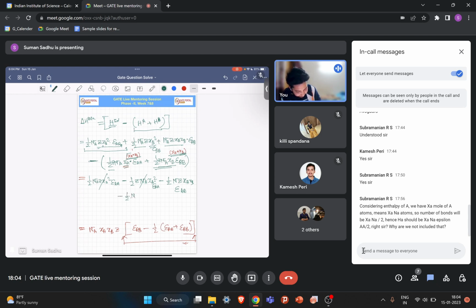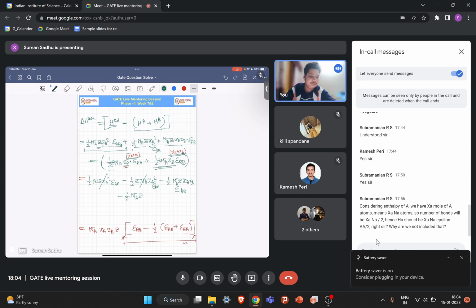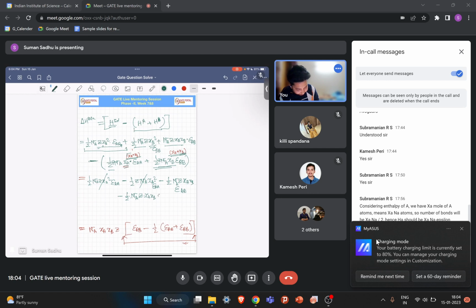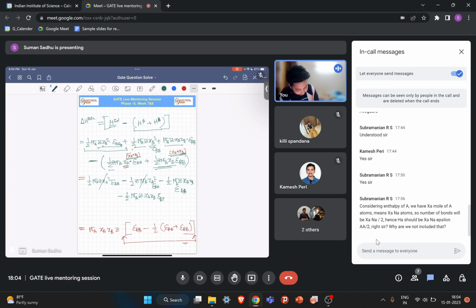Only minus of half Na Z, Na into Z into XA XP epsilon BB. This term will be there. And this term will also be there because it will not get cancelled out from this term. So it will be plus of Na Z XA XP epsilon AB. Now if you write it in the simplified form, if you take common Na Z XA XP, then epsilon AB term will be there, then minus of this half, and then plus epsilon AA. Yes, so this will be the final expression.